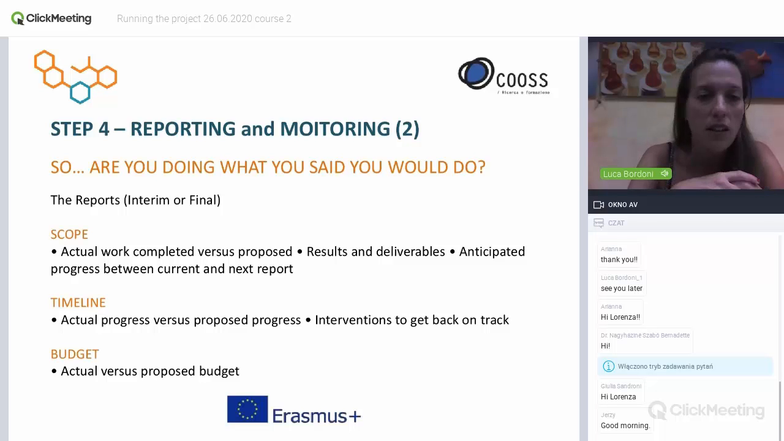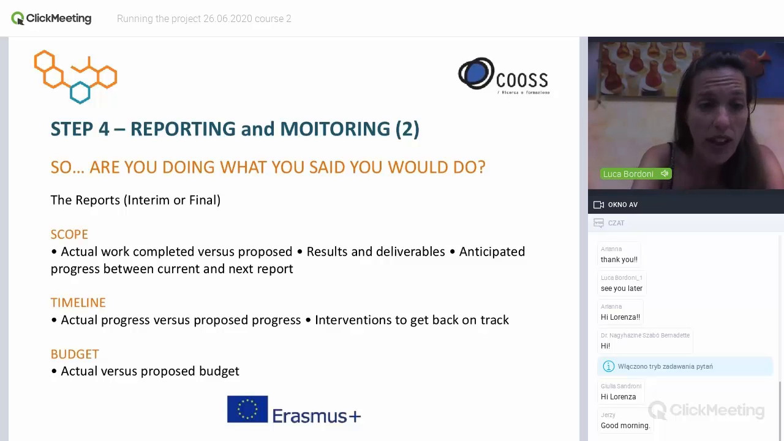And they may be monthly, yearly, in the middle of the project, and this is established in the grant agreement. And then the final report is the report for the final evaluation of all project activity in order to receive the final financing of the project.